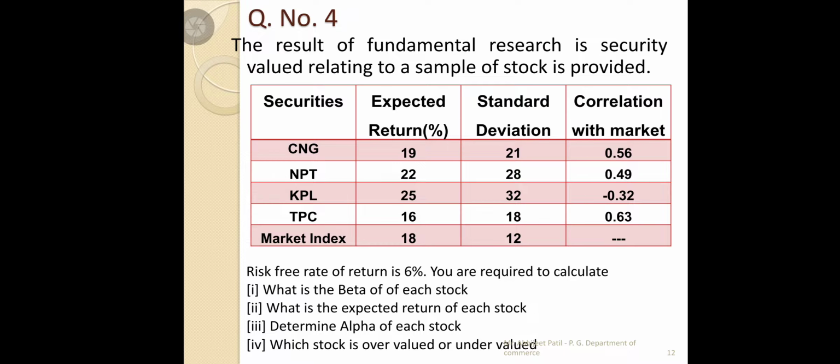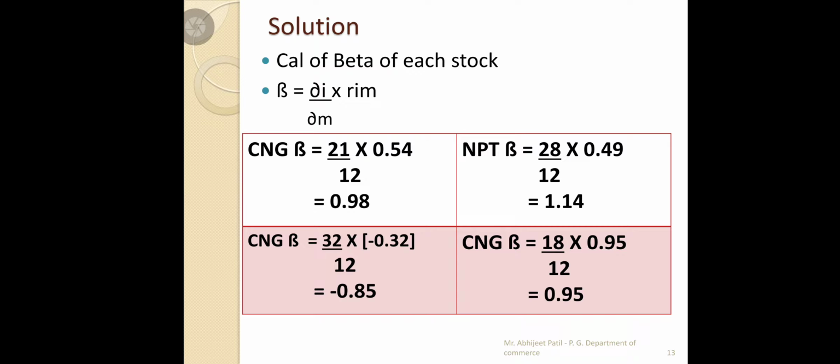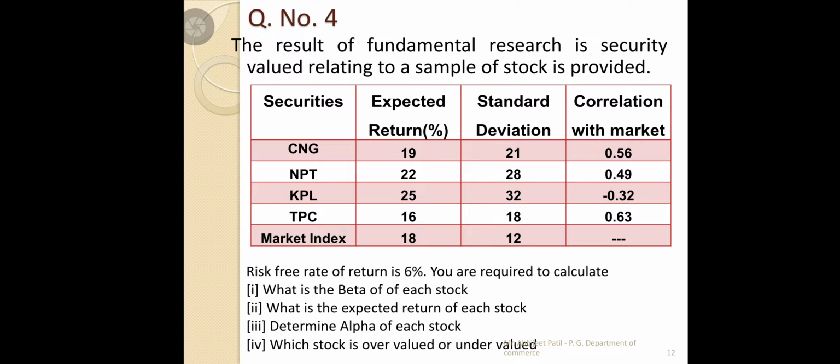Whenever beta is missing and the correlation is given, we can use a formula to find beta. Beta is equal to the standard deviation of the individual security divided by the standard deviation of the market, multiplied by r, where r is the correlation of the individual security with the market. See, the market standard deviation is 12, and the market return is 18. So that should be remembered very well.